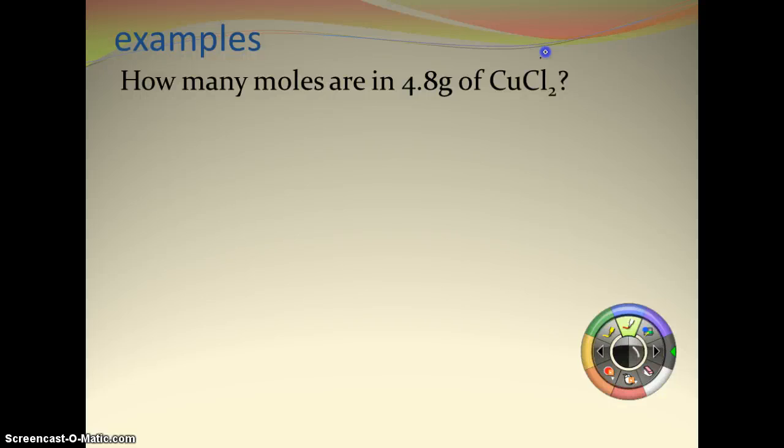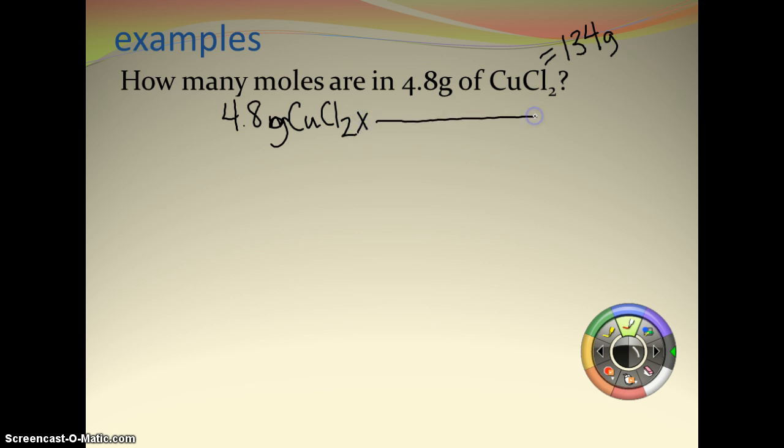So our CuCl2 equals 134 grams. So now we can set up our conversion factor. We're starting with 4.8 grams of CuCl2. We want moles. So we're going to put moles in our numerator. 1 mole. 1 mole is always equal to the molecular mass of a compound. And we just found our molecular mass to be 134 grams. So we're going to put that in the denominator, 134 grams of CuCl2.